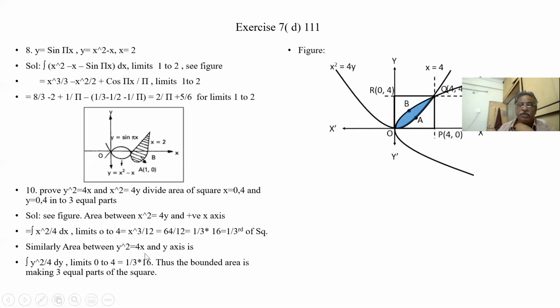Similarly, the area between y square is equal to 4x and the y axis, this area, is the integral of y square by 4 dy. Here I am projecting onto the y axis. So area B is also 1 by 3 into 16. So when these two areas are 1 by 3 of 16, the left out portion is also 1 by 3 of 16. Otherwise, I have to take f of x minus g of x between limits 0 to 4, and I'll also get 1 by 3 of 16. So 4 into 4, 16 is the total area. So when this area is 16 by 3, this area is 16 by 3, automatically this is also 16 by 3.